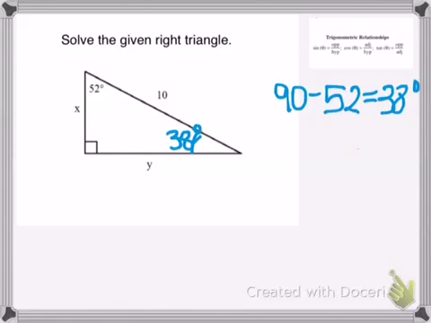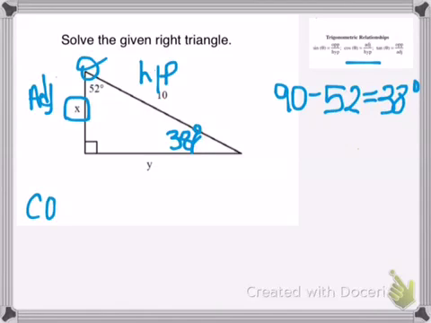Now if I want to find x next, I always use 52. I use the angle that is given to me, so I'm going to let that be theta. I'm going to find x, which is adjacent, and I'm going to use the hypotenuse 10. So that tells me to use cosine. So I'm going to say cosine of theta, which is 52, is going to give me adjacent side, which is x, over hypotenuse, which is 10.